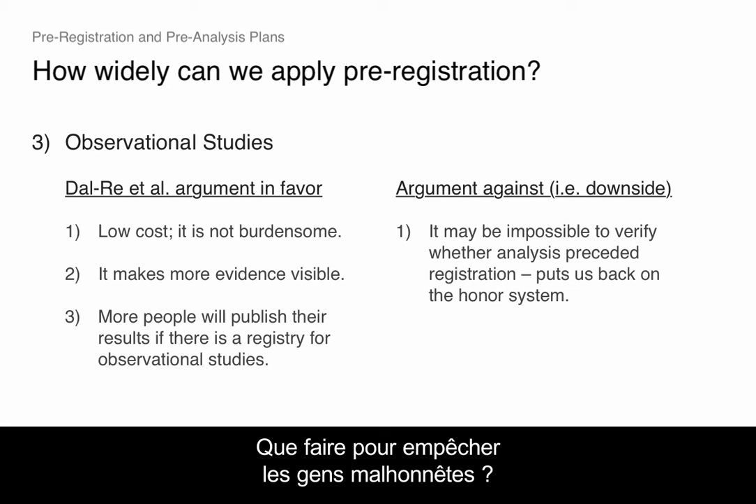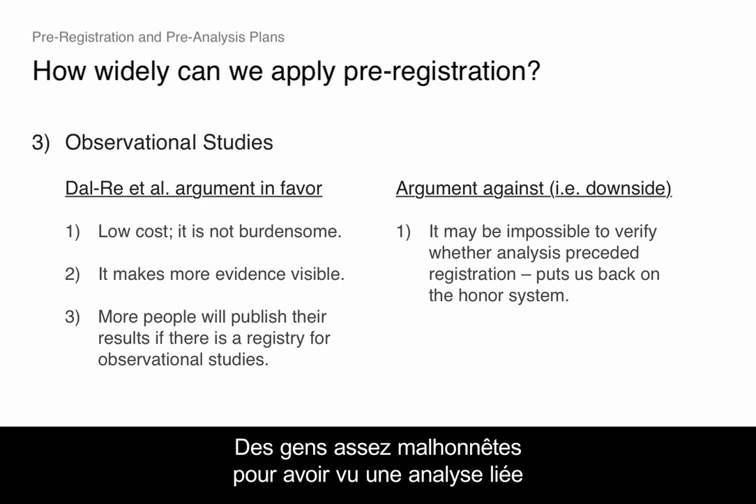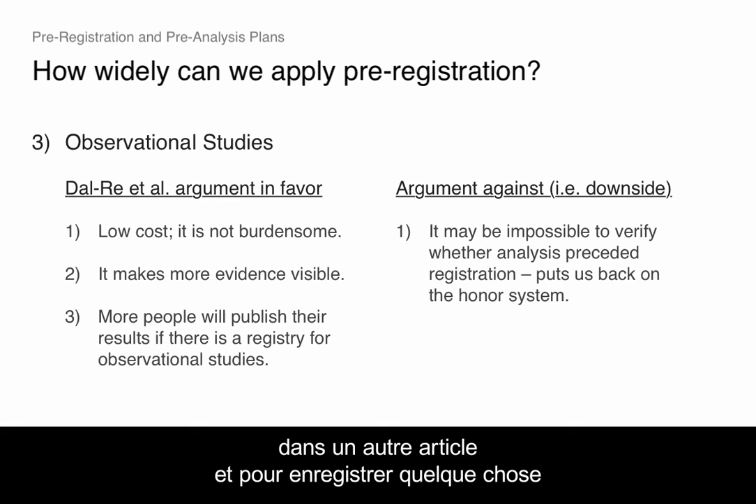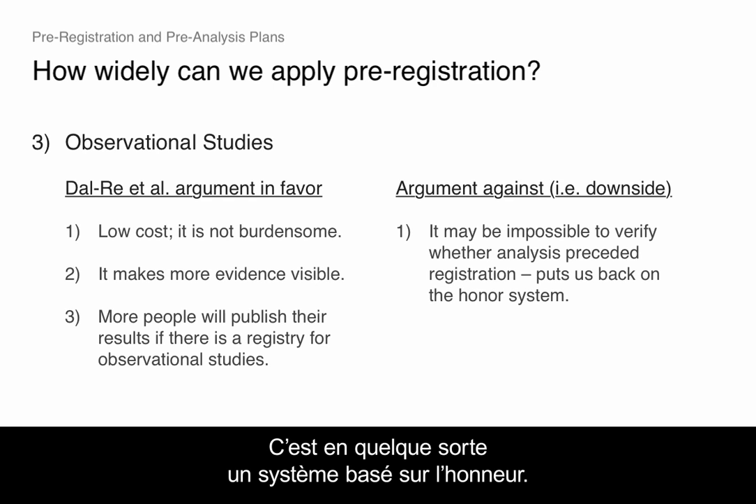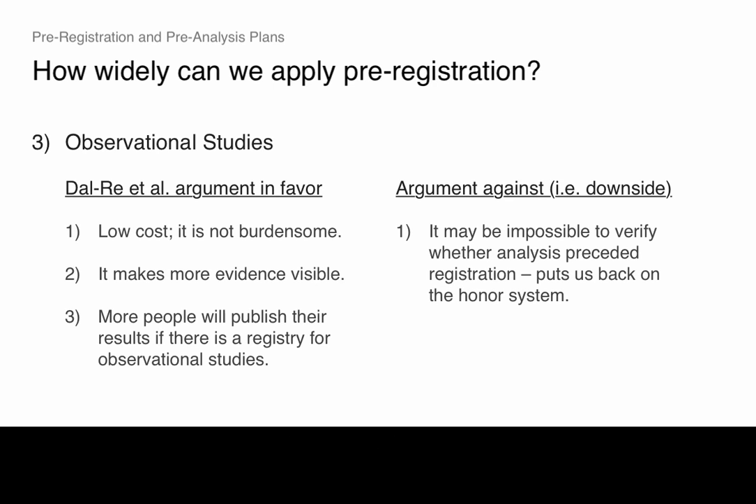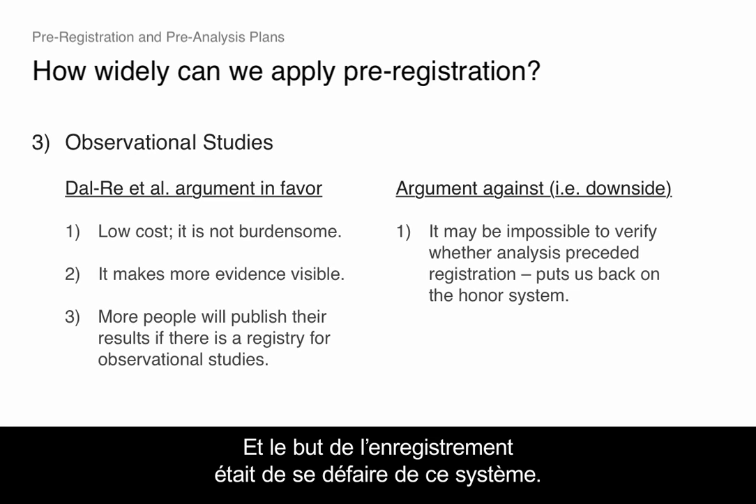What's to stop people who are dishonest? It gets back to the honesty point to some extent, but who are somewhat dishonest, or who saw a related analysis in another paper, from basically registering something after they already know what the result is? We're kind of on the honor system here. And the whole point of registration was to get away from the honor system.